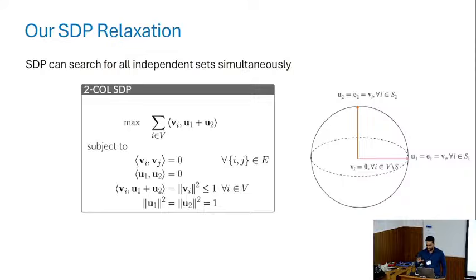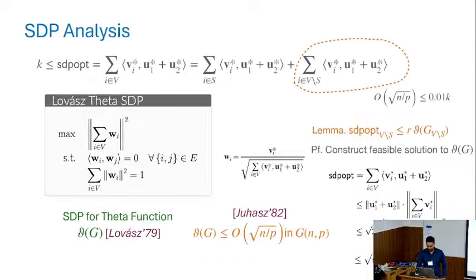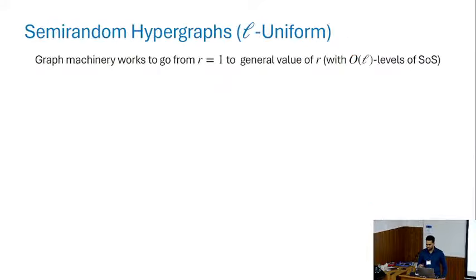We want to cluster one color class here, and the second color class we want to cluster away from it. So we want to cluster color classes away from each other, and then somehow we ask a vertex to choose which color class it wants to be part of. And I'll not go into this analysis. I'll just say it goes through a very nice connection to the Lovász theta SDP, and we can show that this works.